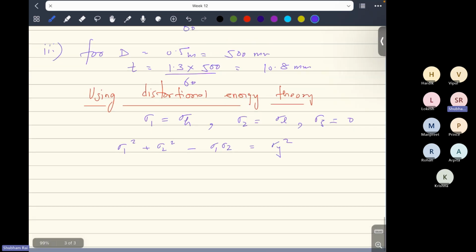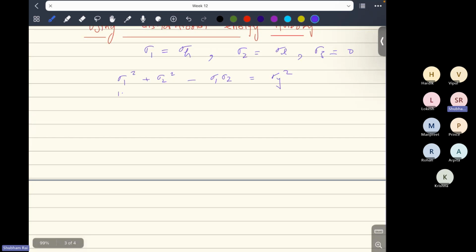Now if you put the values, sigma 1 is the hoop stress, which is 1.3d divided by 2t, to the whole square, plus sigma 2, which is nothing but 1.3d divided by 4t, to the whole square, minus the multiplication of these two, 1.3d divided by 2t times 1.3d divided by 4t.